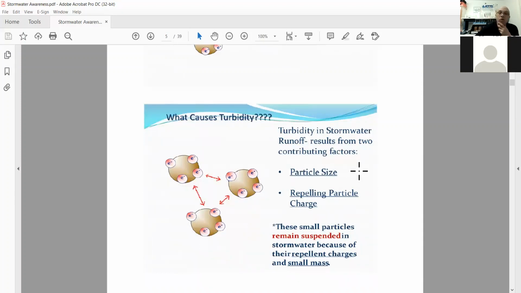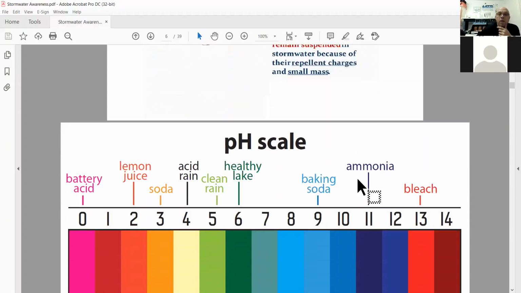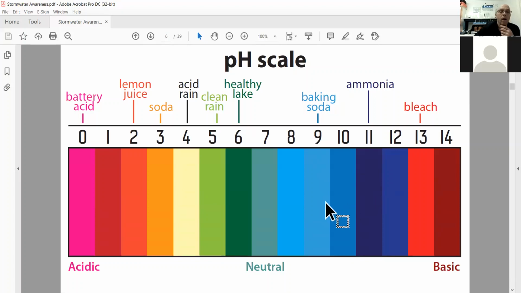So next question was, what is pH and what does it have to do with stormwater treatment? pH is a measure of a water sample's acidity or basicity. So here's the pH scale from 0 to 14. Typically drinking water is around 7, sometimes as high as 8 or a little bit under 7. Notice here where it says healthy lake at about 6. Discharges for stormwater 6.5 to 8.5.